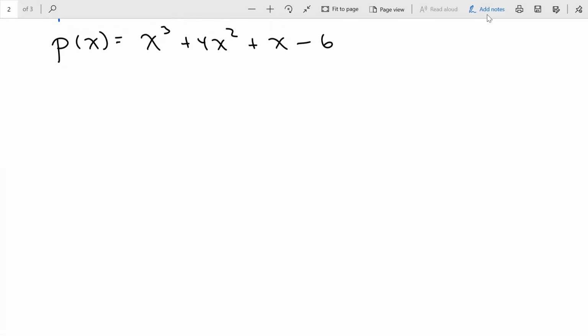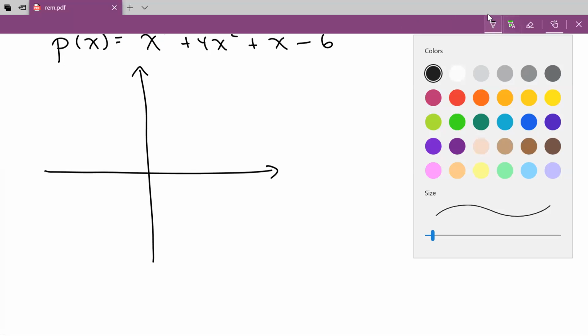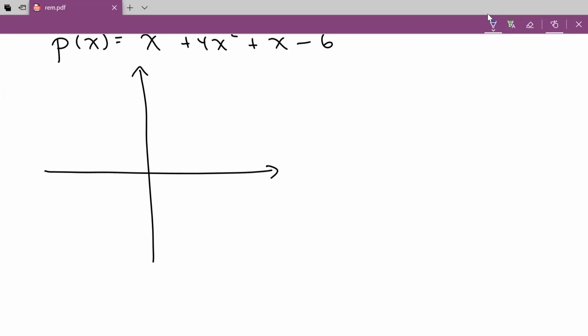But before I factor it, let's go ahead and just graph this thing in our graphing calculator. Let's take a peek. So when we graph this, what we're going to see is we will have an x-intercept at -3. We will have an x-intercept at -1. And we'll have an x-intercept at +1 and a y-intercept down here at -6. And if I graph this, it looks more or less just like that. Okay, so there's p at x.